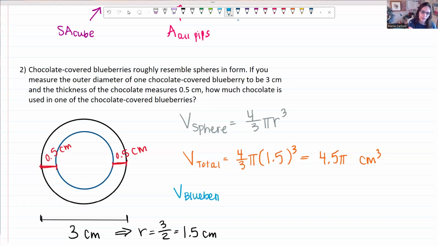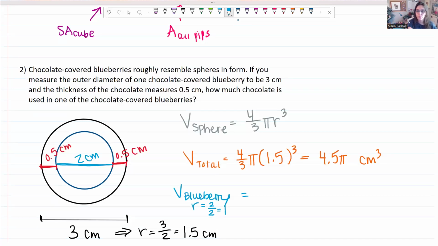I guess I could have just done berry, but that's fine. We know the entire thing is 3 centimeters, and it is 1/2 centimeter thick on both sides. So if I subtract away 1/2 centimeter on one side, 1/2 centimeter on the other, that's a whole centimeter in total. That leaves us with 2 centimeters as the diameter of our blueberry. So this is 2 centimeters here, which means the radius is half of that. 2 divided by 2, or 1 centimeter.